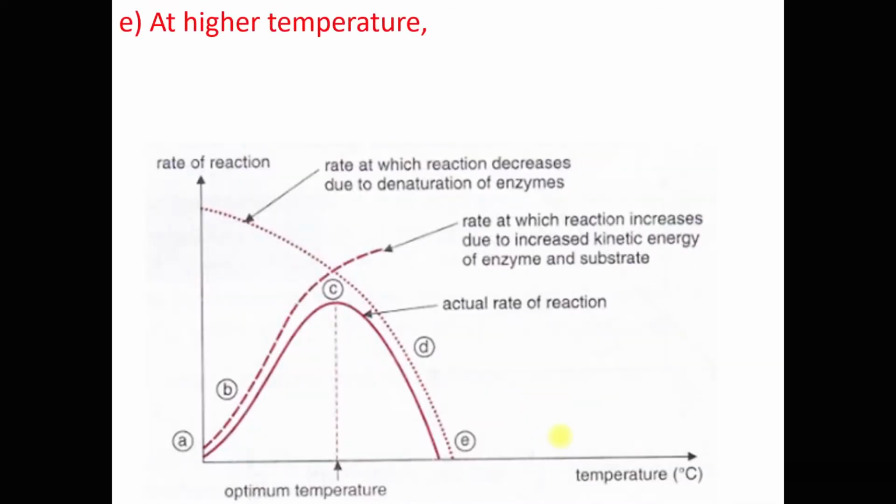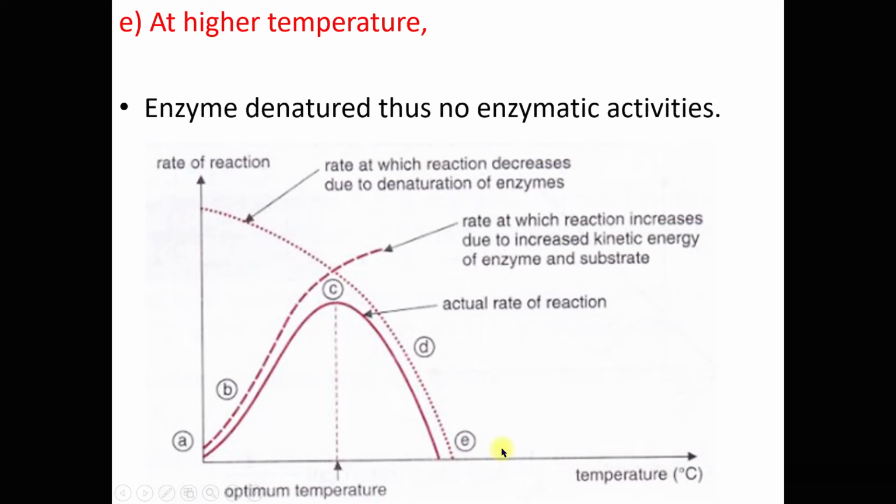Now at higher temperature, meaning above the E just now, right now we are at E. So at high temperature, which is represented with E in this graph, the enzyme is already denatured. So there is no enzymatic activity.